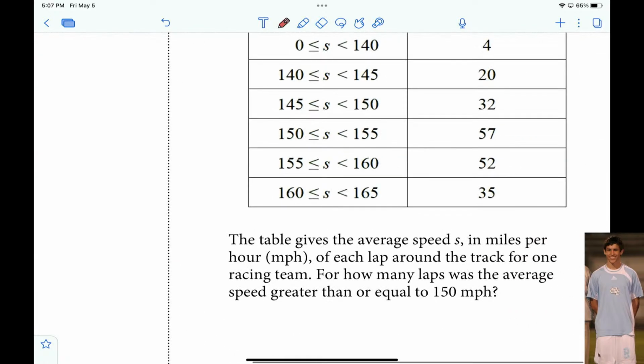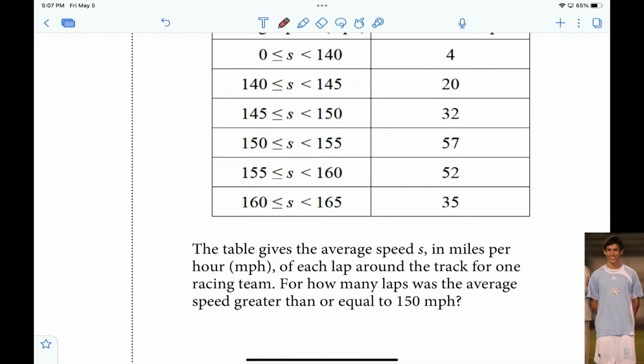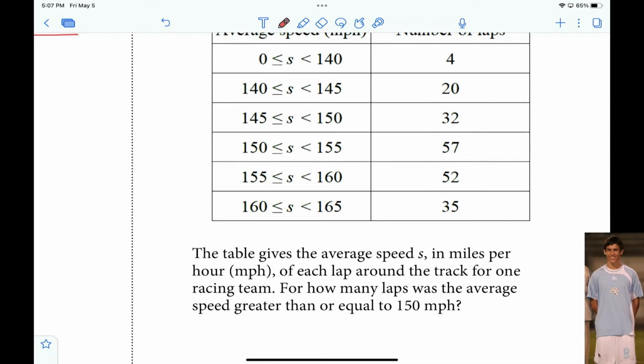All right, so number 34. The table gives the average speed s in miles per hour of each lap around the track for one racing team. For how many laps was the average speed greater than or equal to 150 miles per hour? So they're saying for how many laps was it greater than 150 miles per hour or equal to it?